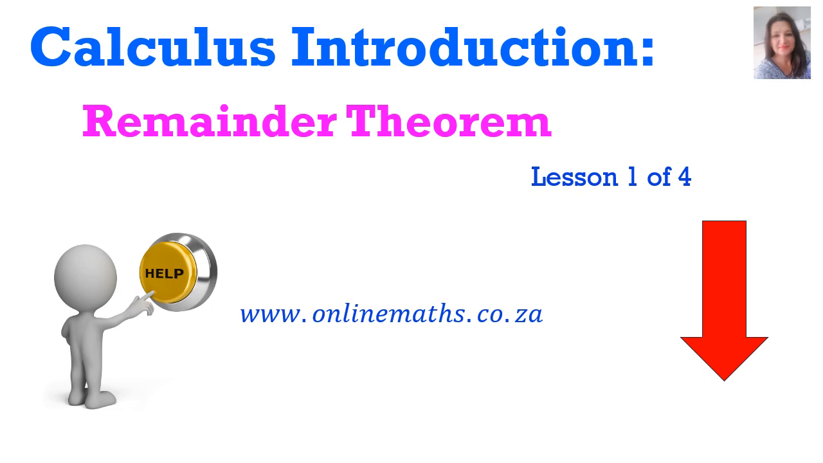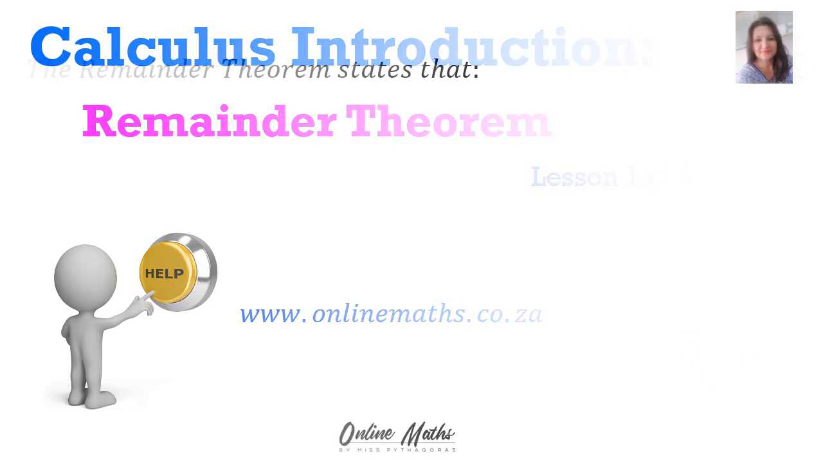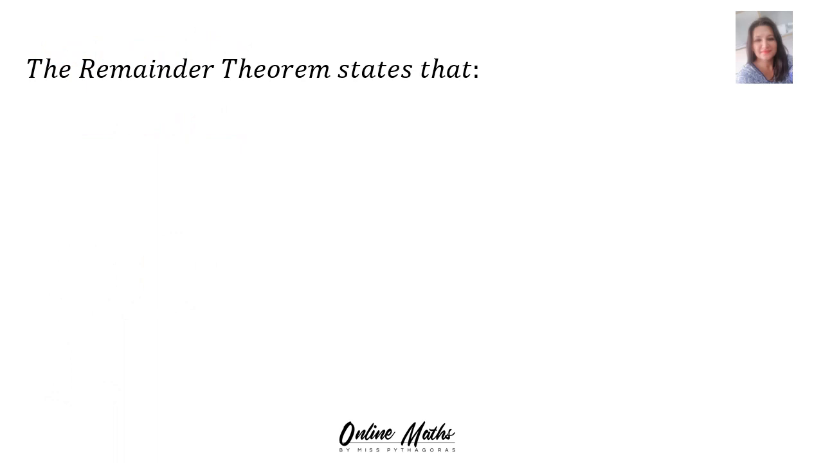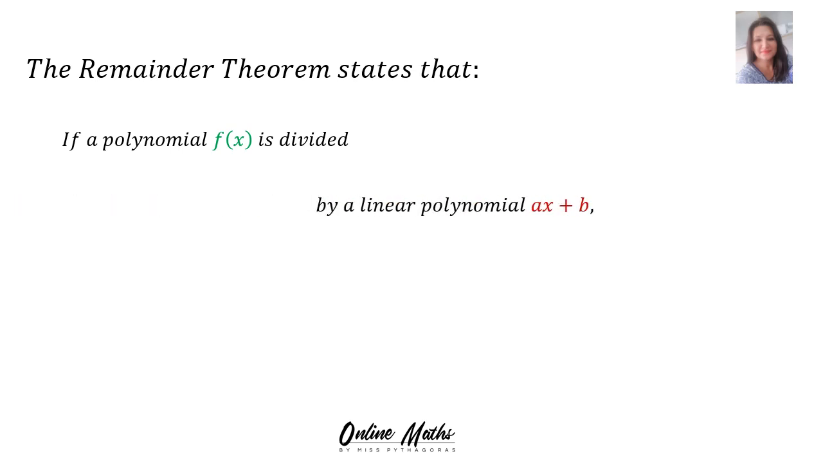Let's start with the maths. The remainder theorem states that if a polynomial f of x is divided by a linear polynomial ax plus b, then the remainder r equals f of minus b over a.